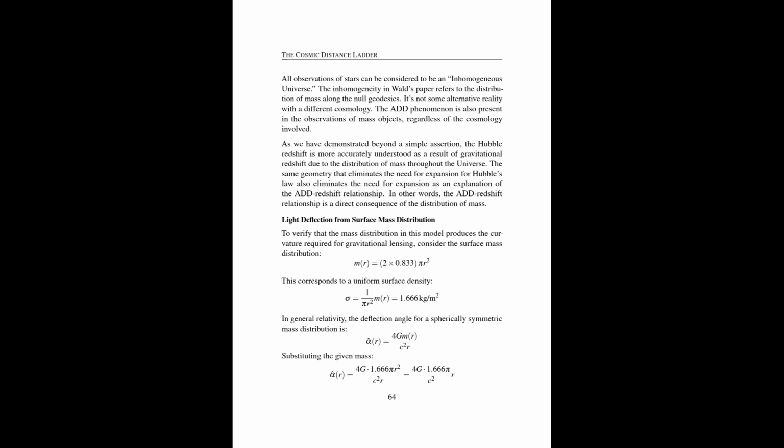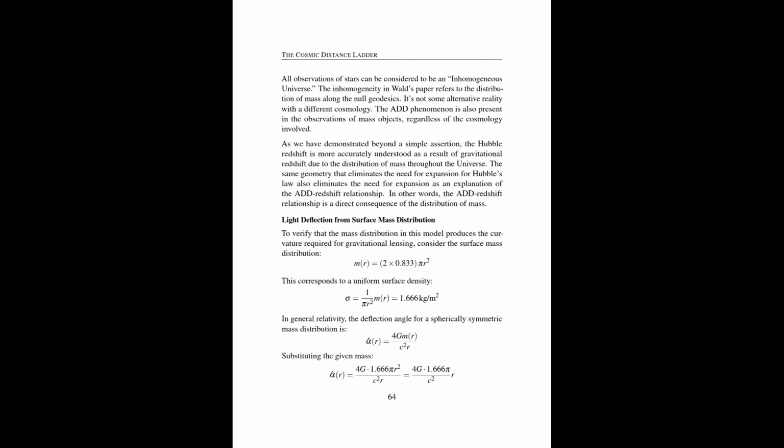As we have demonstrated beyond a simple assertion, the Hubble redshift is more accurately understood as the result of a gravitational redshift due to the distribution of mass throughout the universe. The same geometry that eliminates the need for expansion for Hubble's law also eliminates the need for expansion as an explanation of the ADD redshift relation. In other words, the ADD redshift relation is a direct consequence of the distribution of mass.